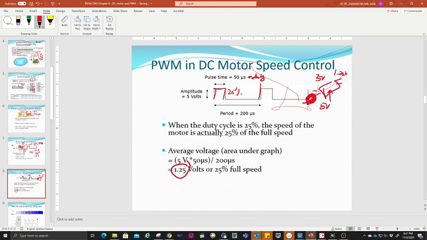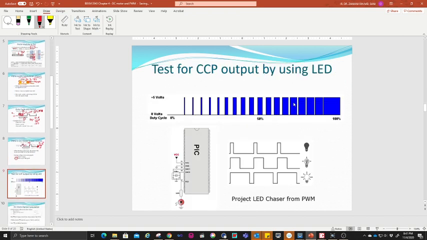All right, so this is the spec. You have to understand the motor speed versus this one. We are going to assume that the spec for this motor is 5 volt for the full speed rotation.